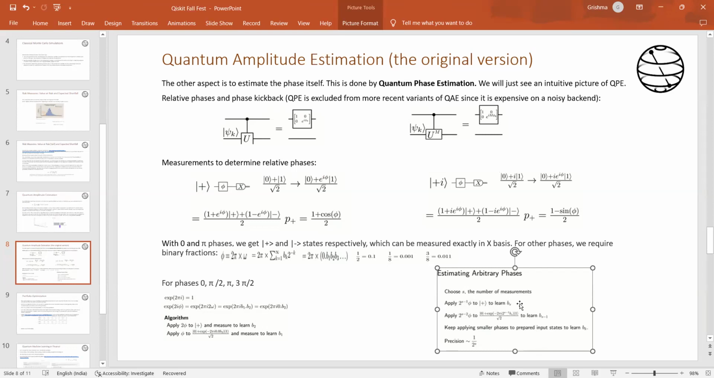And an important thing to note here, which I won't go into details of, is binary fractions. Binary fractions are pretty cool. I think you'll definitely find resources to read about that online.